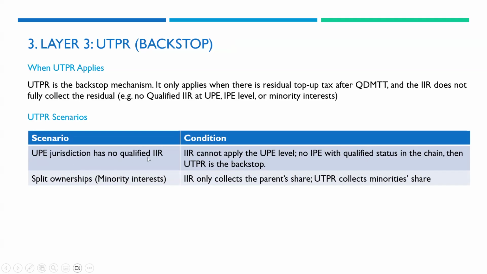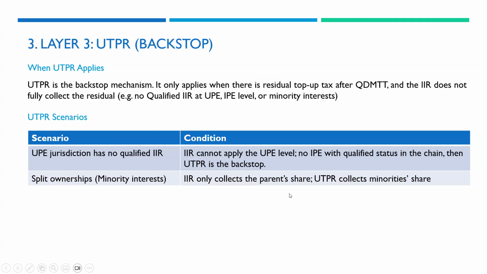The UPE jurisdiction has no qualified IIR. IIR cannot apply at the UPE, and if there is no IPE with qualified status in the chain, then absolutely UTPR is the backstop. There is no IIR at all. The complete residual taxes after QDMTT go to UTPR. Also, it applies when there are split ownerships. Okay, IIR may apply. The UPE may have qualified IIR status, but it has significant minority interest.